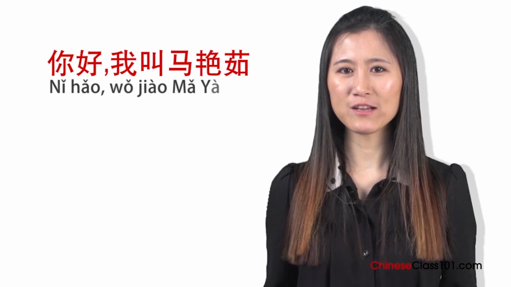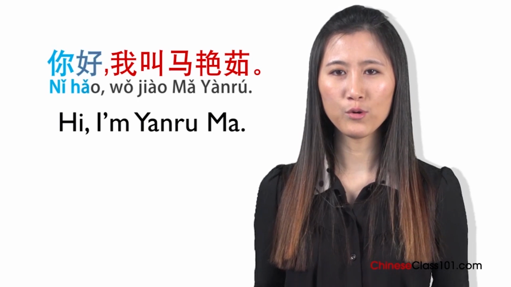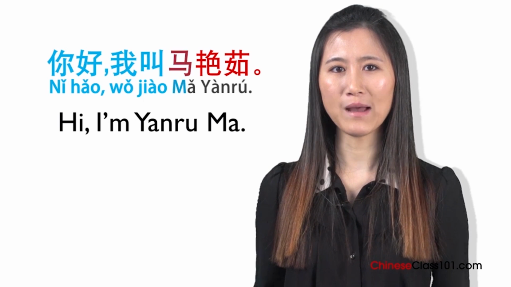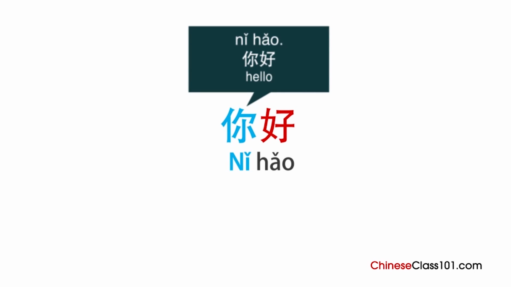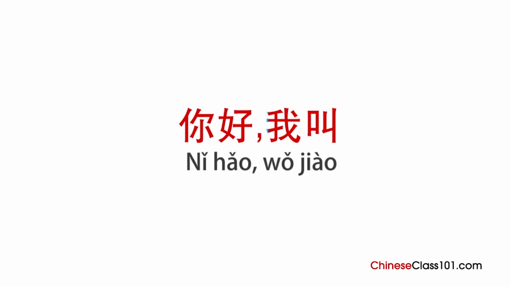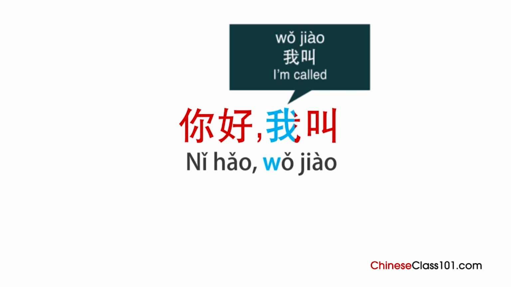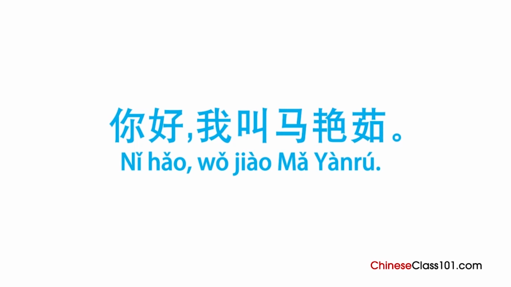Ready? Let's get started. 你好，我叫马燕如。Hi, I'm Yanru Ma. Start by saying 你好, which means hello. 你好。Then say 我叫, which means I'm called. 我叫。After this, say your name. 你好，我叫马燕如。Yes, it's just that easy.